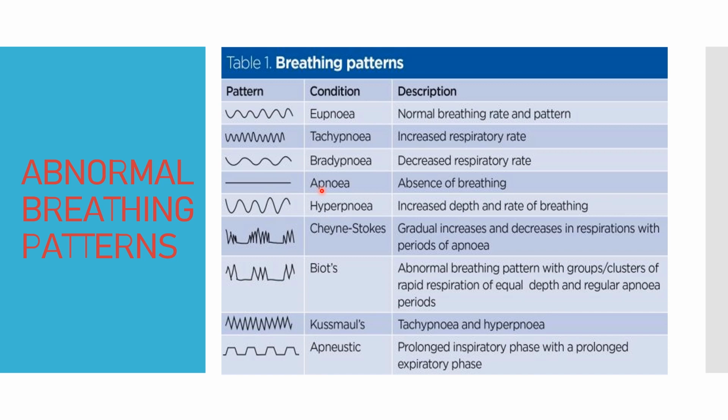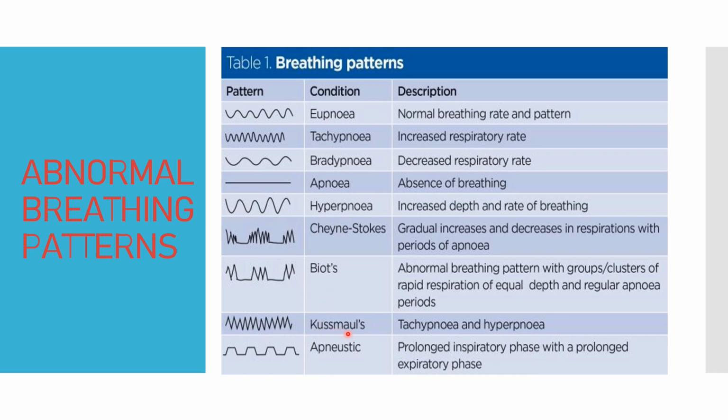And then apnea, that is complete absence of breathing. So there is no recording of waveform, only a single straight line will be seen. And one more is hyperpnea, which is described as having increased depth and rate of breathing. So you can see the depth of breathing is increased. And then Cheyne-Stokes and Biot's types of breathing patterns come under the periodic breathing. So they are having alternate periods of respiratory activity and apnea. We will see about these two in detail later.